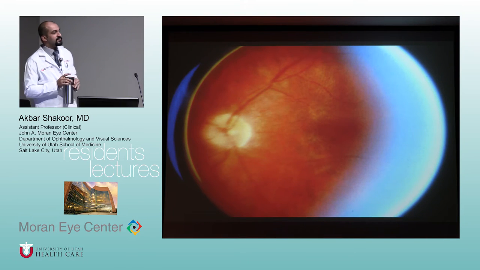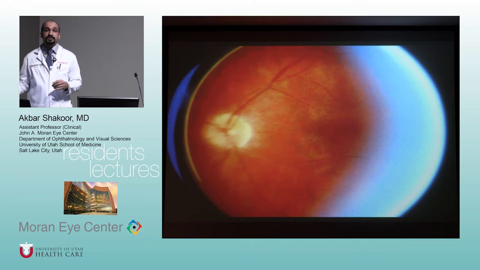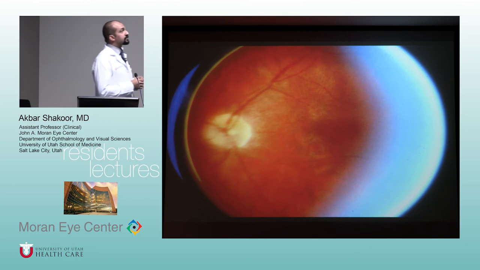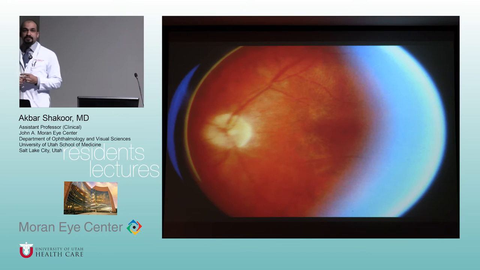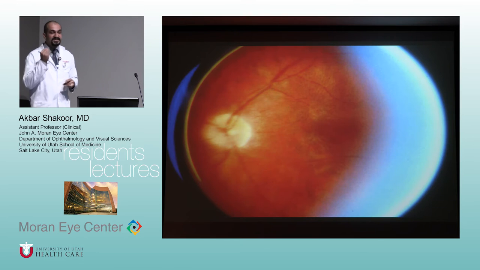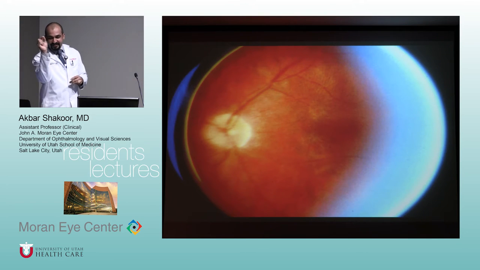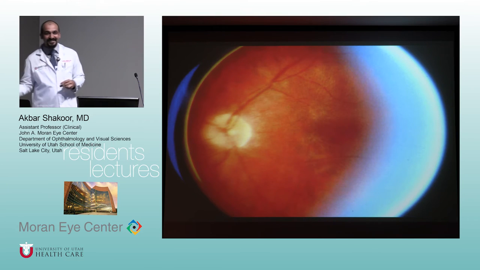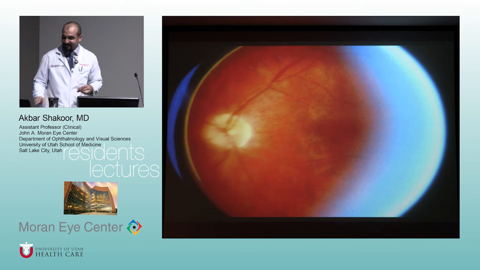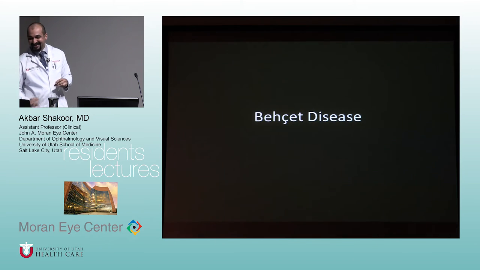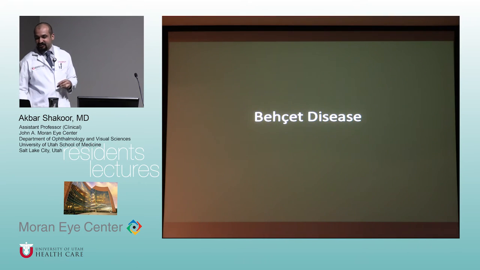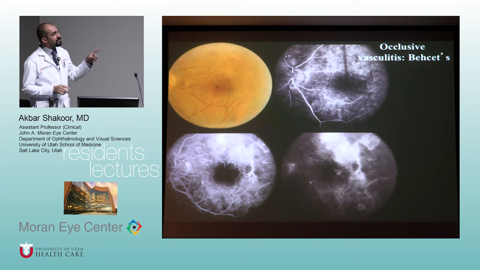So what do you think this is? This is an occlusive vasculitis with multiple branch retinal arterial occlusions, skin ulcers, genital ulcers, mouth ulcers. Behçet's. So it's Turkish, so the C with the little thing underneath, that's "jet." So I don't assume Turkish, it's not French. But Behçet's disease. So it's an occlusive vasculitis, as this is one of my patients.